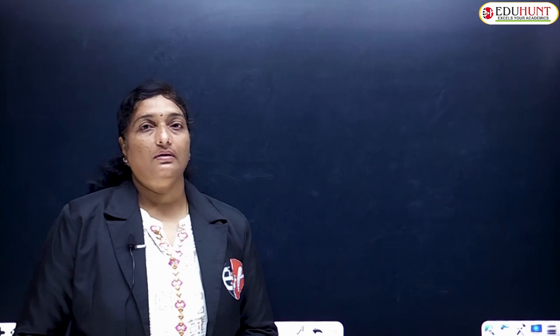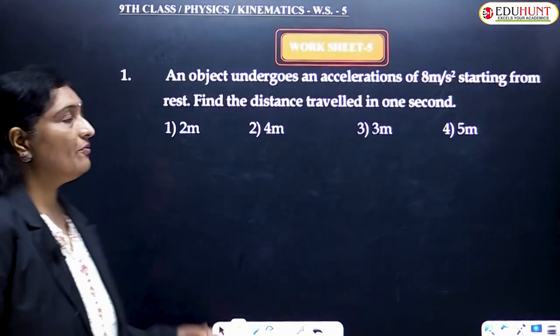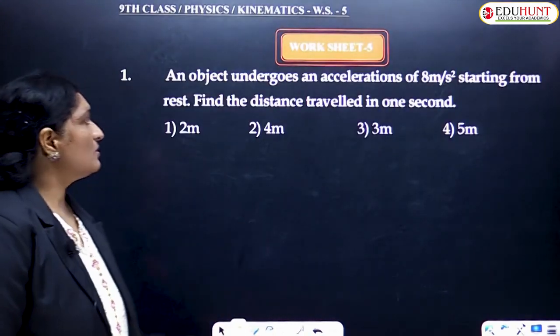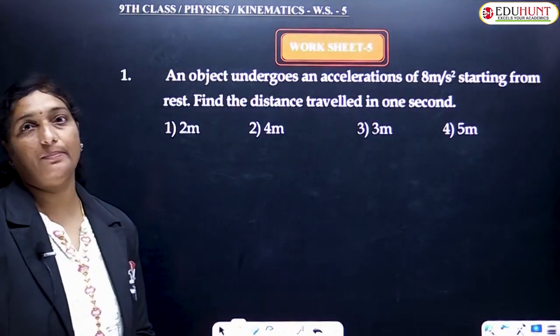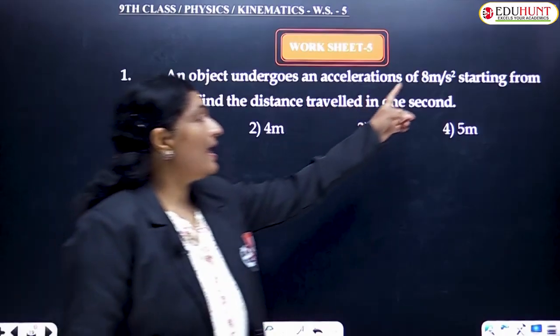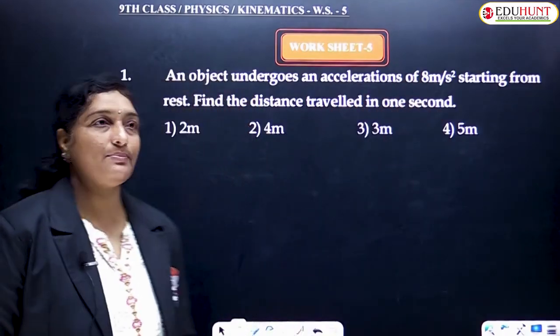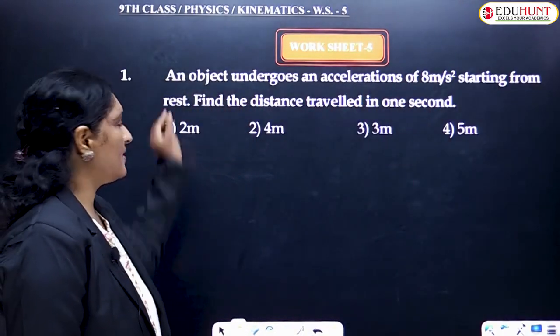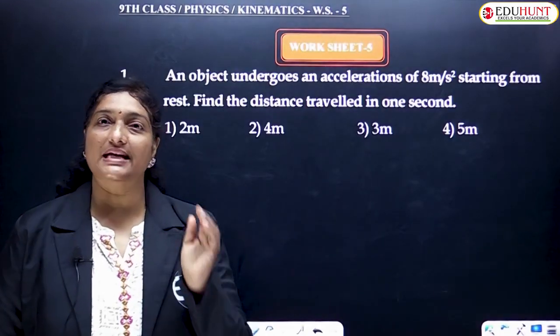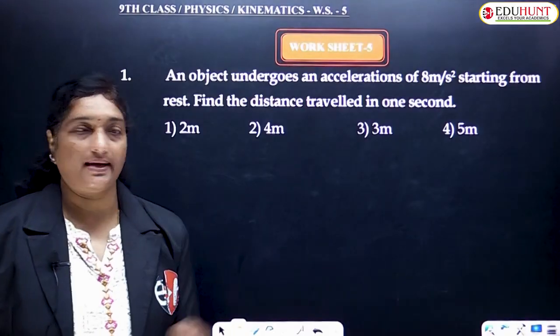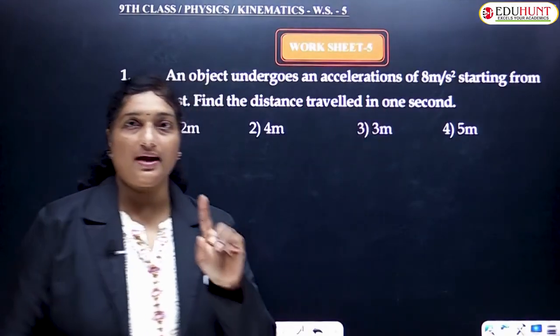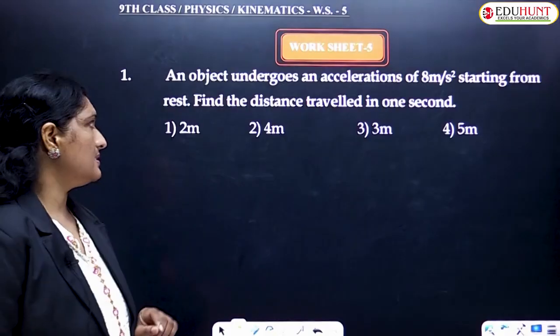Now moving to worksheet number 5 of kinematics. Moving to the first question. An object undergoes an acceleration of 8 meter per second square. What is given, children? Acceleration was given as 8 meter per second square, starting from rest. Starting from rest means initial velocity is 0. You find the distance travelled in 1 second. Time is given to be 1 second. You are asked to find the distance travelled.